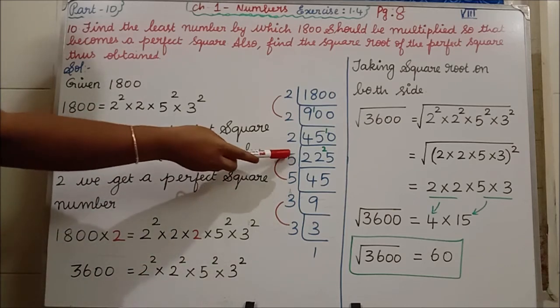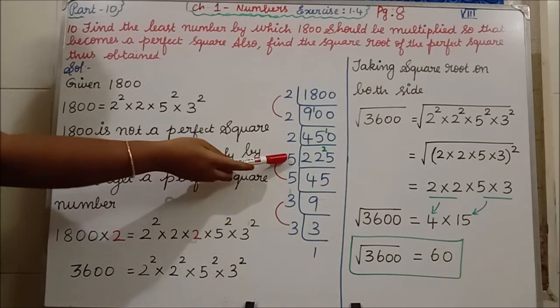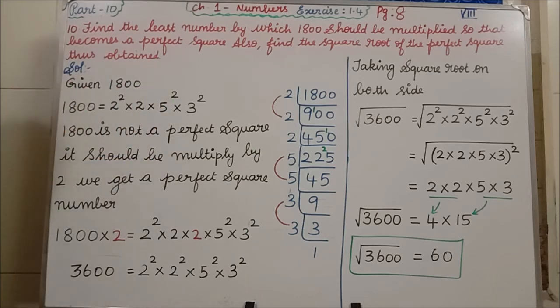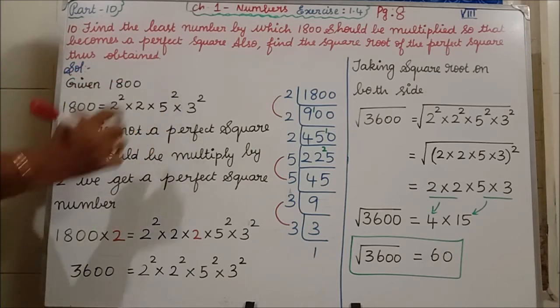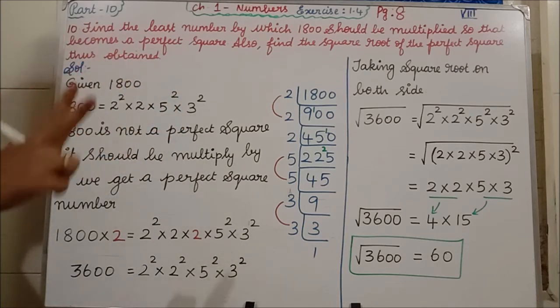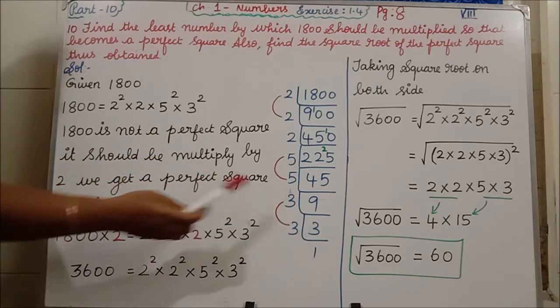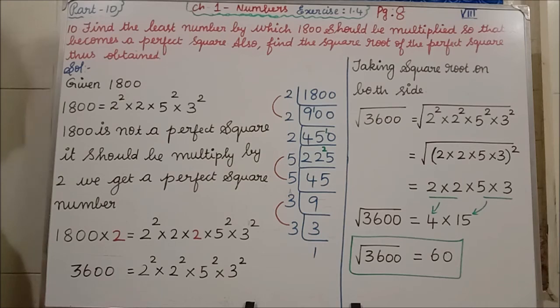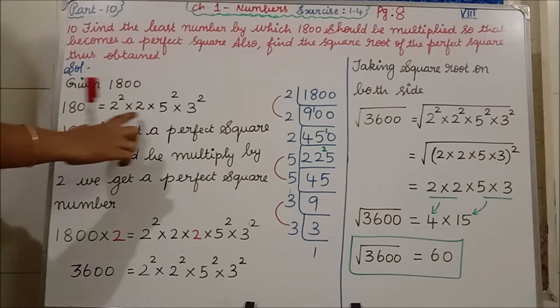Here, how many 5s do we have? We have two 5s, so I am writing 5 square. In the top you have to write 5, and this 2 means there are two 5s. Like that, understood? Clear? Similarly, how many 3s are there? Two 3s are there, so you have to write 3 square. Clear, all of you, how I am writing this?